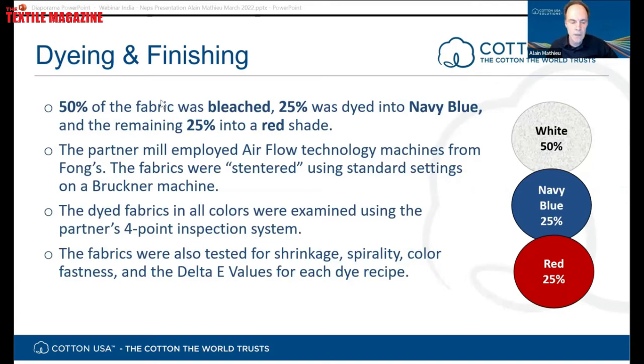In dyeing and finishing, the gray fabric was divided, so half was bleached, 25% was dyed into navy blue, which is a particular color, and the remaining 25% was dyed into red. The mill employed airflow technology and respected the same conditions for the four cotton types. The dyed fabrics were then inspected again using the partner 4-point inspection system. All the fabrics were tested in the laboratory for shrinkage, spirality, color fastness, and color difference for each dye recipe.